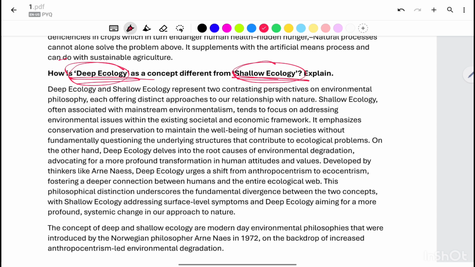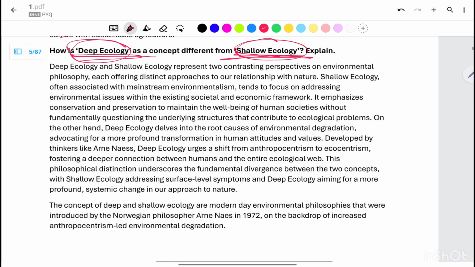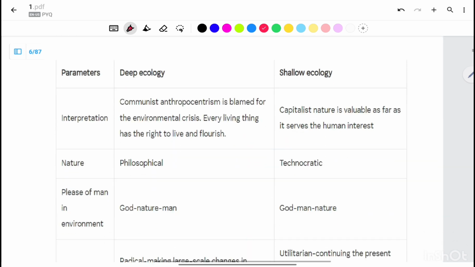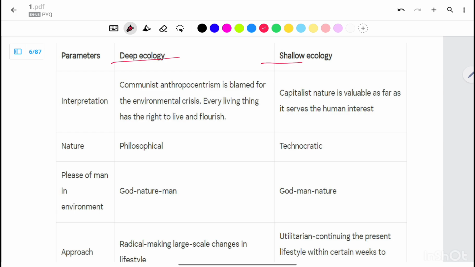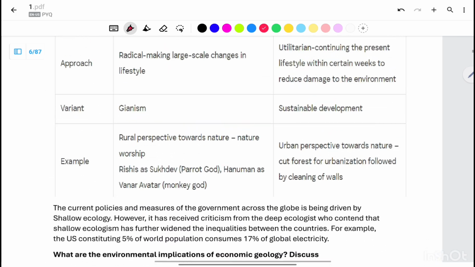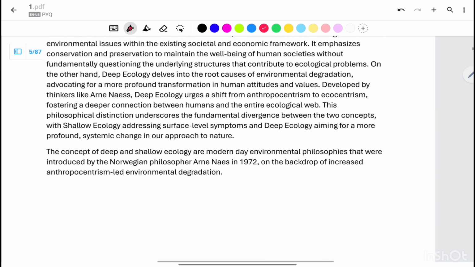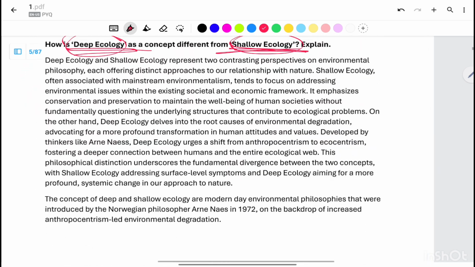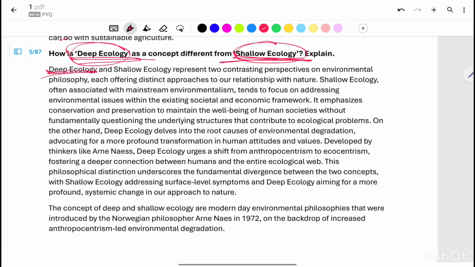Deep ecology and shallow ecology, right? Here we have deep ecology and shallow ecology. Both are contrasting perspectives of environmental philosophy, environmental geography, right? Offering distinct approaches to our relationship with nature.